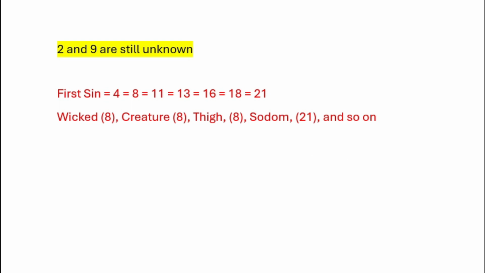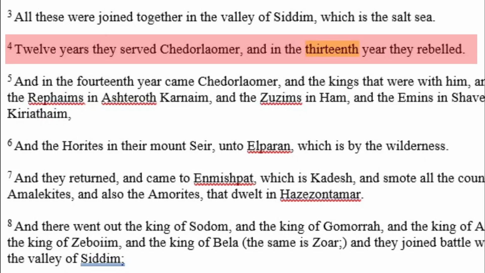If we were to go look up some of those now, we would see wicked shows up 8 times. That's a bad thing. Creature 8 times. Thigh, that's a strange one. That's a bad thing. Sodom, 21, yeah, and so on. So the number grid is holding both good and bad by simply advancing 1. All right, here, do you see something here that might line up? 12 years they served Chedorlaomer, and in the 13th year they rebelled.